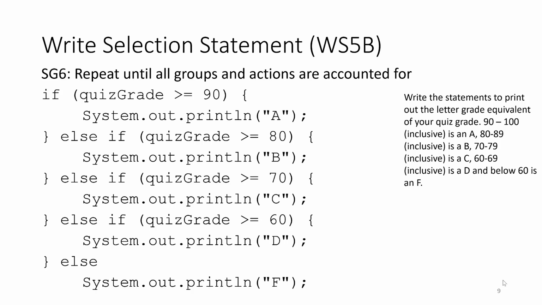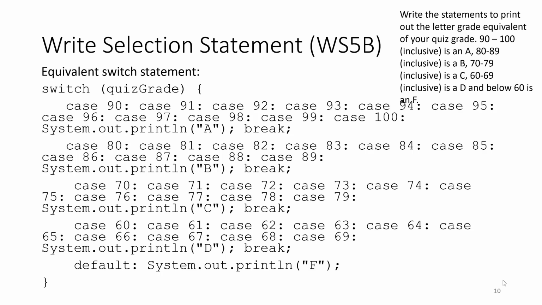Here's the equivalent answer if you wanted to write it as a switch statement. Notice that you could switch on the quiz grade, and in this case you would have one case for every numeric grade, 90, 91, 92, all the way up to 100, in which case then you would print an A. The same thing for 80s, 70s, 60s. Then we have our default that prints out an F. That's the end of these worked examples.